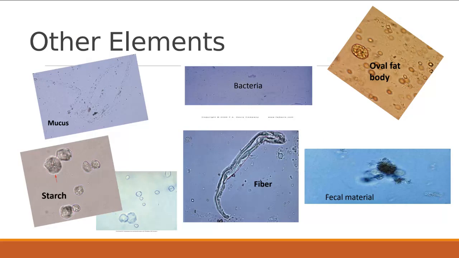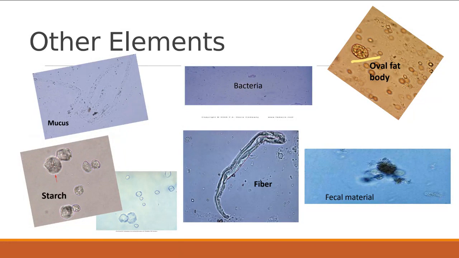These are some other elements that you might see. And this is mostly when I'm still talking about low power field, right? Because we're talking about epithelial cells. So this is still on low. So still on low, you can sometimes see these. This oval fat body over here, this is probably a little more difficult to ID.